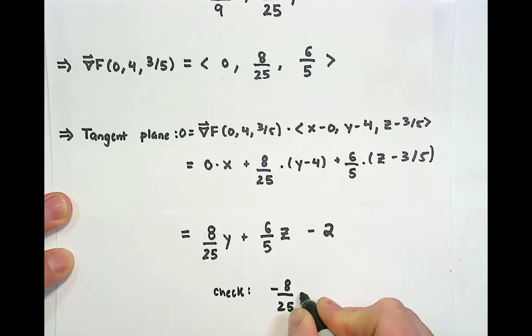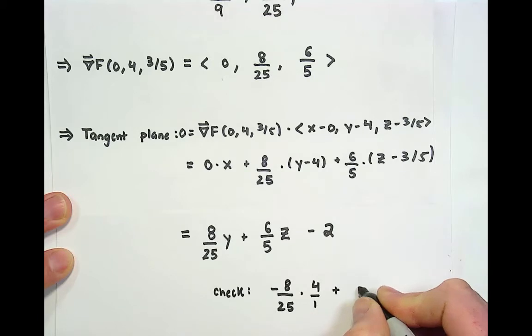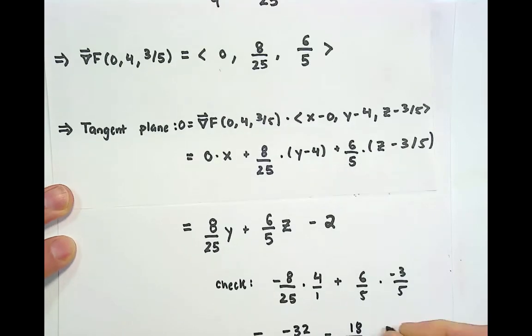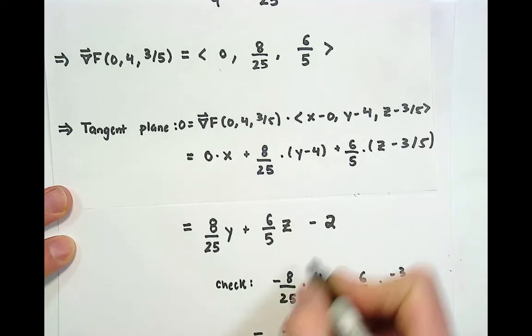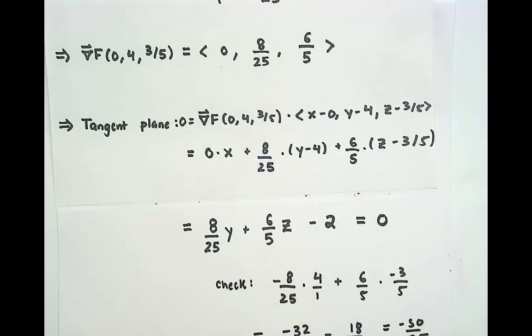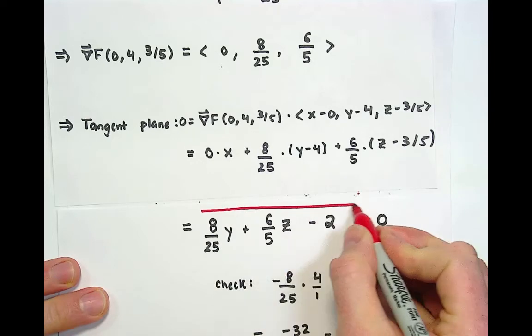8 over 25 times negative 4 over 1, and then we add that to 6 over 5 times negative 3 over 5. And this was indeed negative 32 over 25 minus 18 over 25. And I feel good about that. I think this is negative 50 over 25, which would mean this was negative 2. And then we said the entire thing was equal to 0. And now this is the equation of the tangent plane that we wanted.